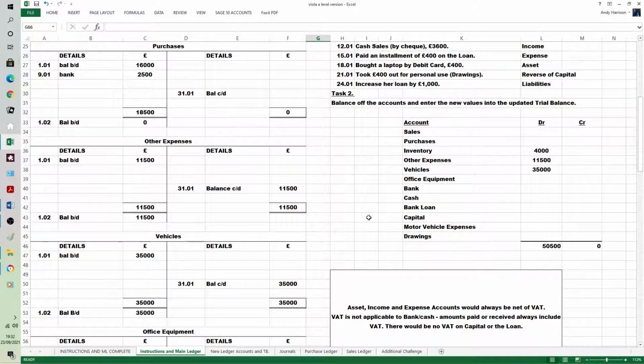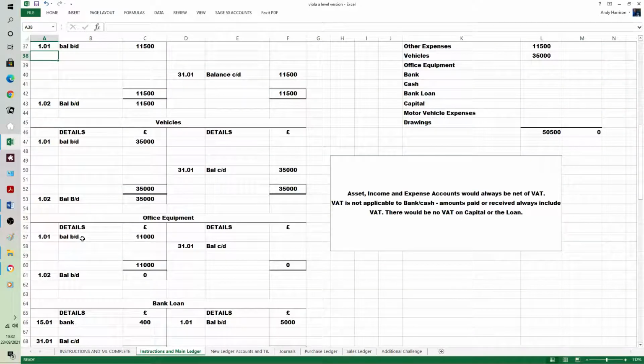Then the laptop. Laptop will, in this case, go in office expenses, not other expenses, office equipment even. That will do fine. It could be computer equipment, IT equipment. Every business has its own pattern, its own set of accounts.